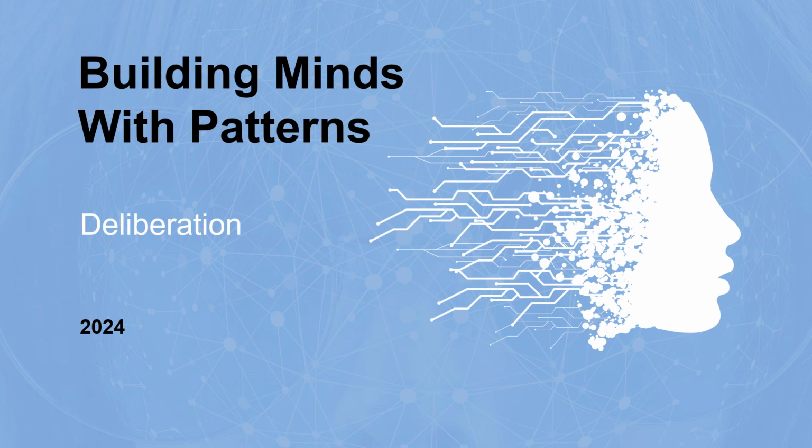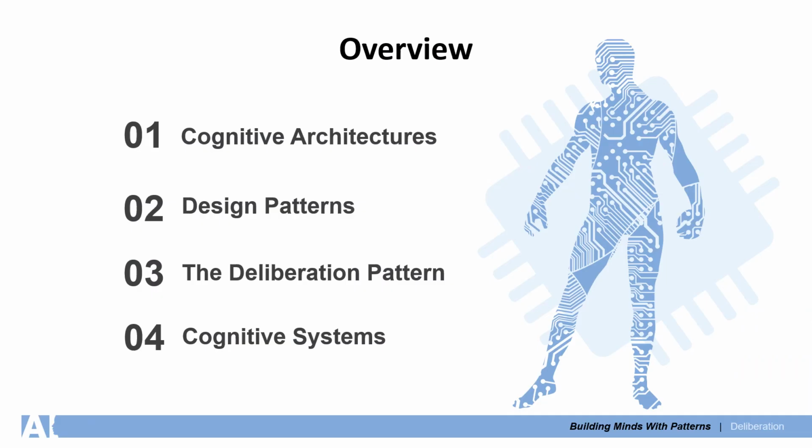This talk in the Building Minds with Patterns series is about the deliberation pattern. We will briefly highlight the features of a generic cognitive architecture and discuss design patterns for cognitive systems. Then we will delve into the specifics of the deliberation pattern. And finally, we will show how this pattern fits into some existing cognitive systems.